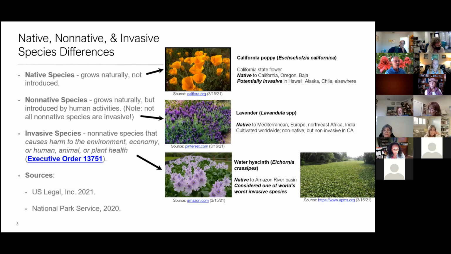Lavender in the middle there, as an example, is a beautiful non-invasive, introduced, non-native plant. It came from the Mediterranean, Europe area, and you see it everywhere. We have it in our garden. It's not a problem in wildland habitat. It's not a problem for our native plant or wildlife species.